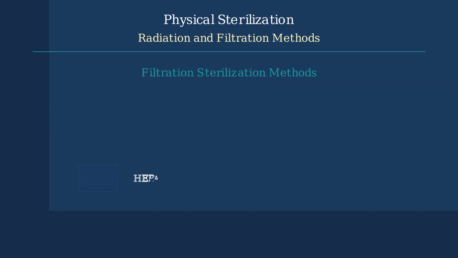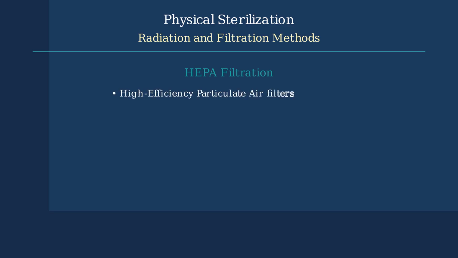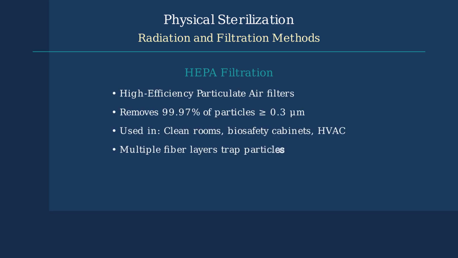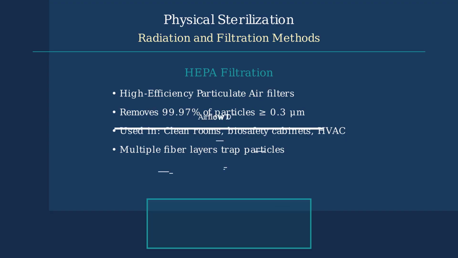Filtration sterilization physically removes microorganisms from liquids, gases, or air using various types of filters. HEPA filters remove at least 99.97% of particles that are 0.3 microns or larger in diameter. HEPA filters work through a combination of mechanisms including interception, impaction, and diffusion as air flows through the filter medium.